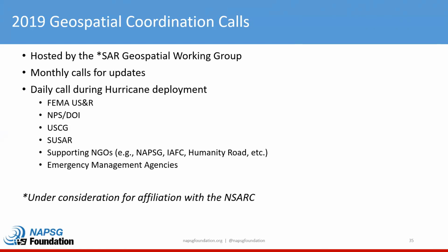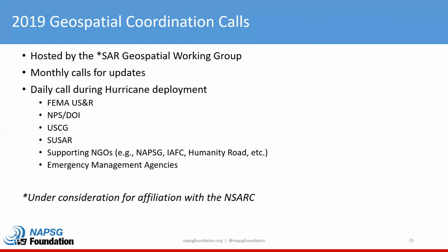And we also hope that an agency will come together to set up a daily call during hurricanes, especially because there's so much interagency coordination. And ideally that would have representatives from FEMA, from the National Park Service, the Department of Interior, the US Coast Guard, state and local SAR, and even some of the supporting NGOs, which includes NAPSG Foundation, IAFC, Humanity Road's been involved, Crowdsource Rescue, and others.